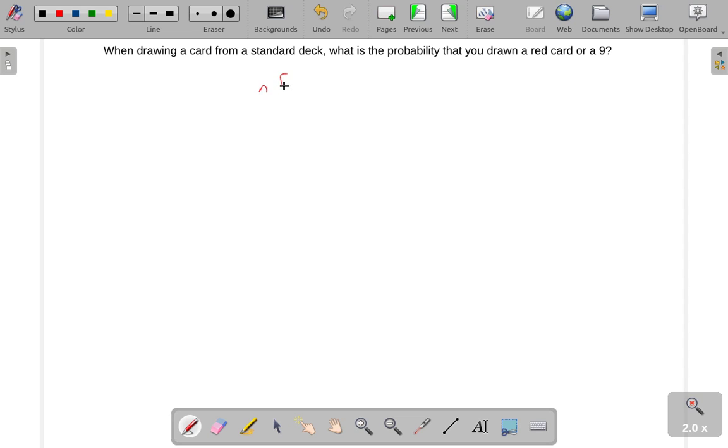I could figure out n of e. Well, let me define what e and f are. I'm going to define e as the first event here and f as the second event, so that the probability of e union f, I'm talking about the probability of drawing a red card or a 9, so that is the probability of their union. This is going to be the probability of the first plus the probability of the second minus the probability of their intersection. Well, the probability of drawing a red card is 1/2.